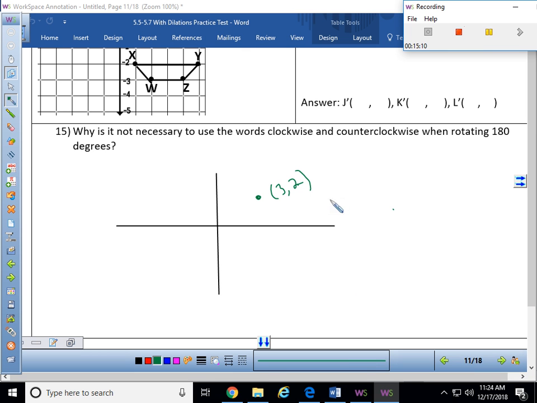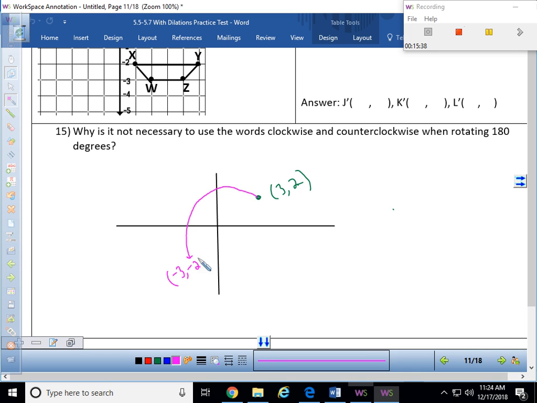Okay, so number 15 wants to know, why is it not necessary to use the words clockwise or counterclockwise when rotating 180 degrees? Well, think about it this way. If you're rotating 180 degrees counterclockwise, it's going to rotate over here, and all it's going to do is switch the signs. That's our rule. So that is going to be -3, comma -2. So that's 180 degrees counterclockwise. But if you do a clockwise, that's no big deal.